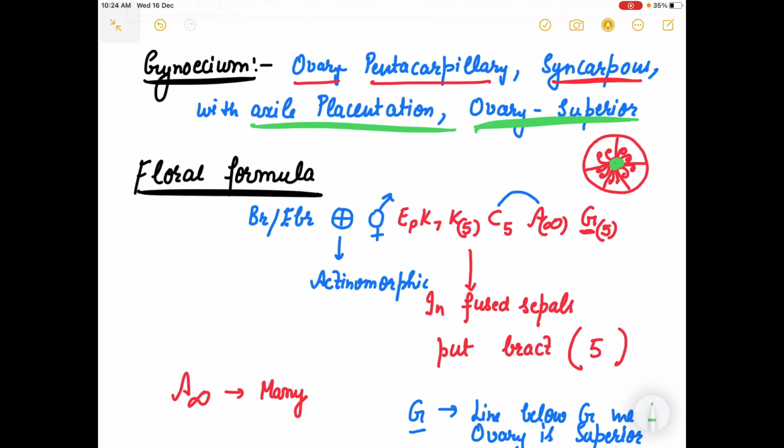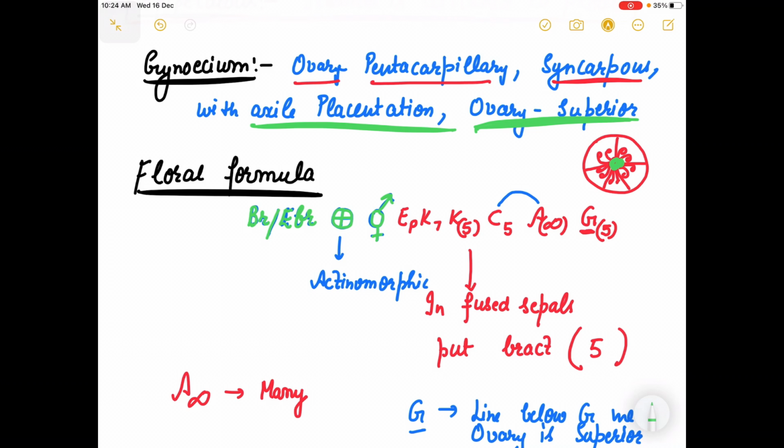Now let's write the floral formula. Okay, we will write both bracteate and ebracteate because we are not confirmed. Few are bracteate, few are ebracteate, it is not that all the members are bracteate. Okay, what about the symmetry? Second thing you have to write down is the symmetry. It is actinomorphic. What about the flower? It is a bisexual flower. So we will make this sign.